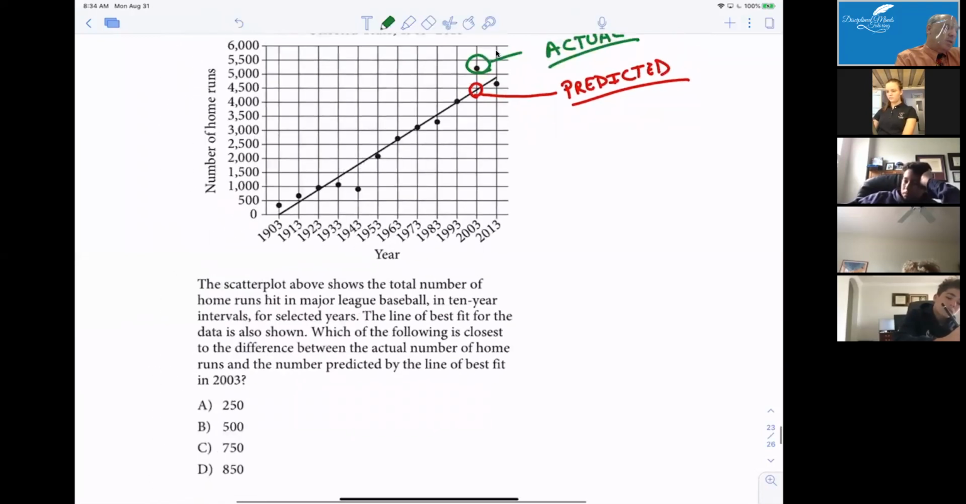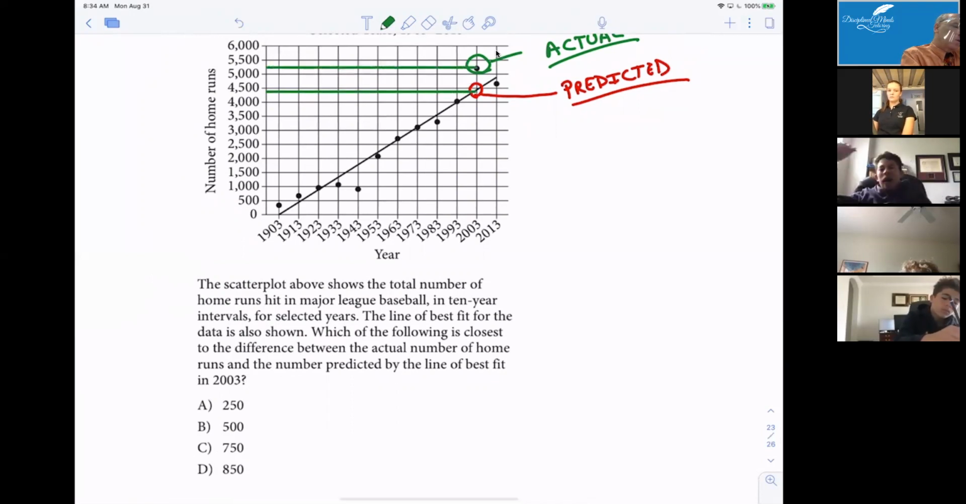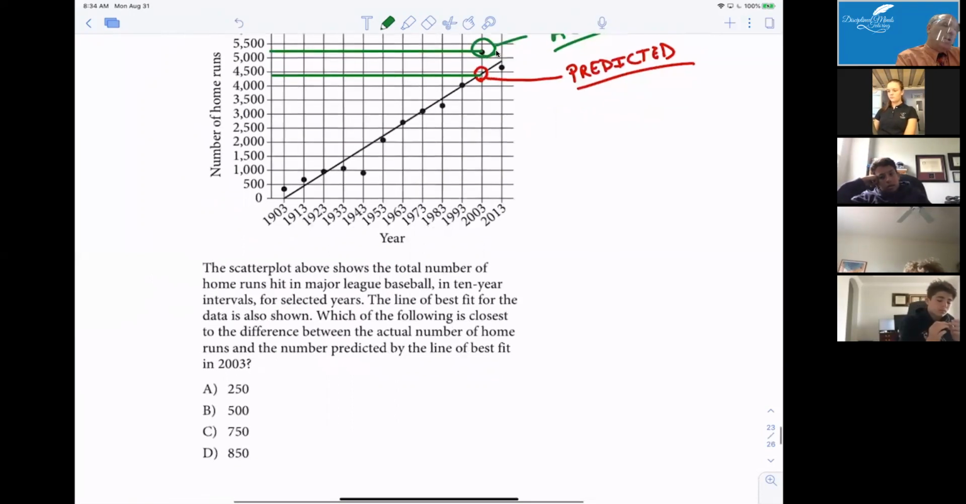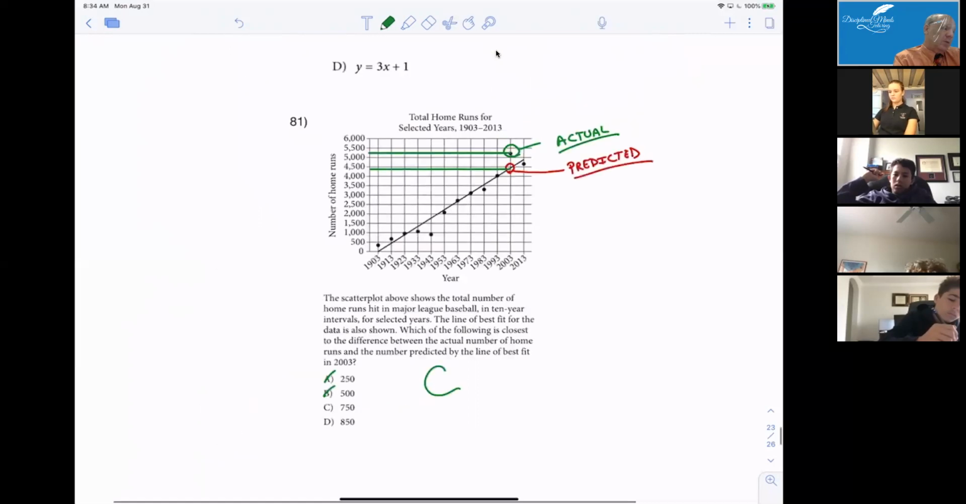So now we've got to take a look at this. If I'm looking carefully at this point right here, it's about right there. Does everybody agree with that? And then I'm trying to pull this one right over here. Right, it's more than 500. Does everybody agree with that? So it can't be this one or this one. No, it can't be 850. I think that's a little bit too much. Does everybody agree? All right, so hopefully you see it's C.